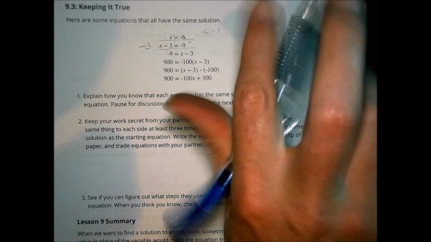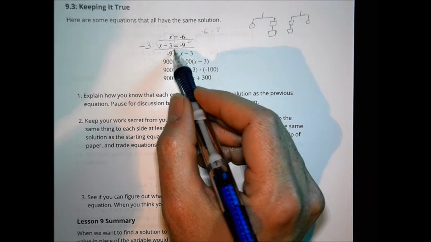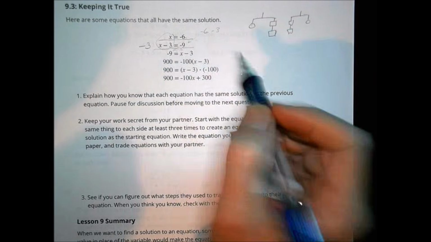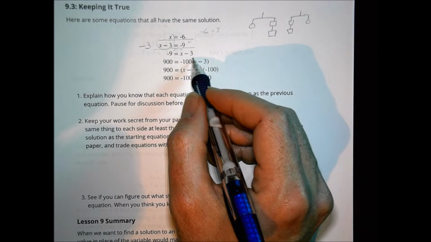I've just taken the hanger and flipped it over, and that's what's taking place here. I'm putting the 9 over to that side and the x minus 3 to that side. No change. But to go from here to here, this is a change. Notice you can tell what the change is.